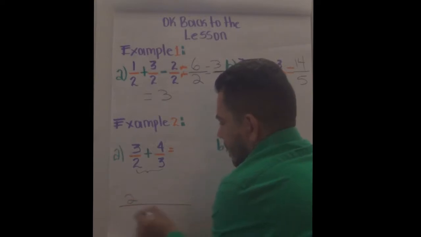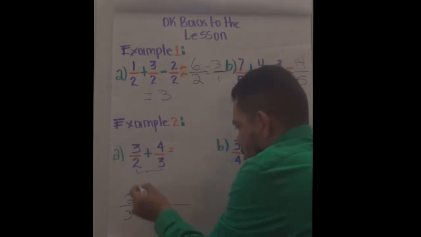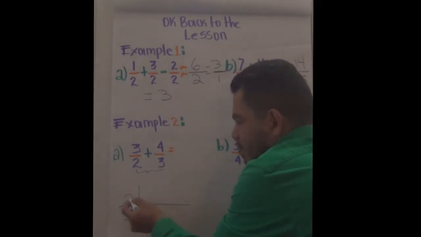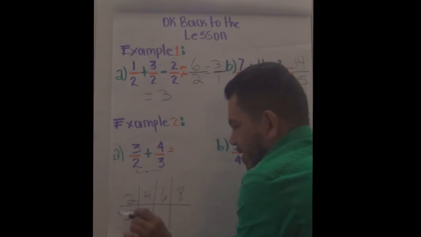So I have the 2 and I have the 3. So let's start with the times tables. 2 times 1 is 2. 2 times 2, 4. 2 times 3, 6. 2 times 4, 8. 3 times 1 is 3. 3 times 2 is 6.